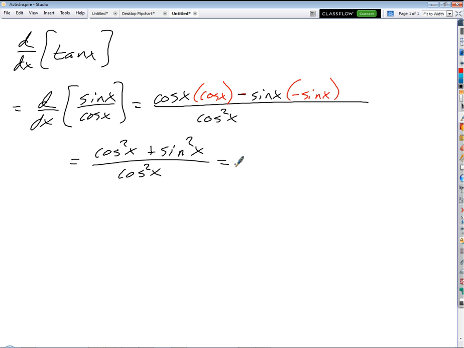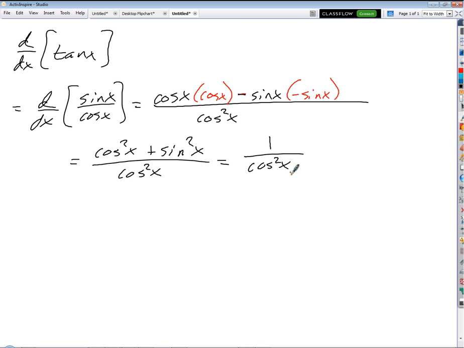Does anybody recognize something tricky going on here? The trig idea. Okay, now that's true. I can't cancel those because they're not common factors. But what about the top? It's equal to 1. Yeah, that's our Pythagorean trig identity for sines and cosines. We know sine squared x plus cosine squared x equals 1. So we get 1 on the top divided by cosine squared x.